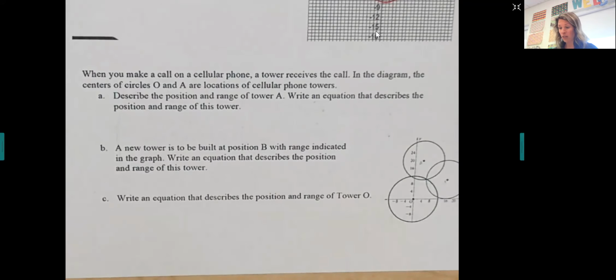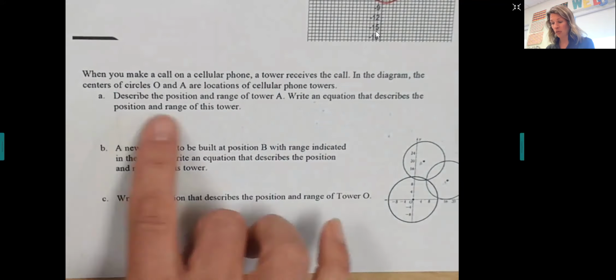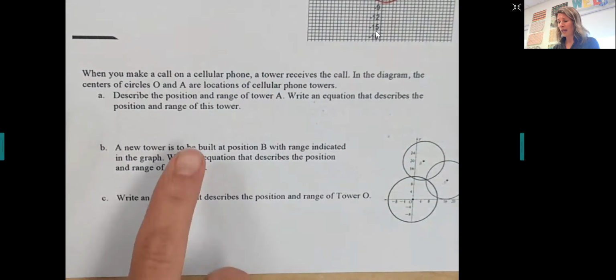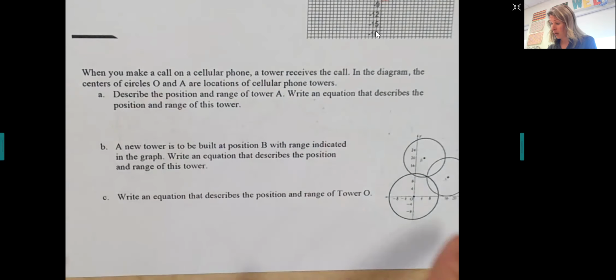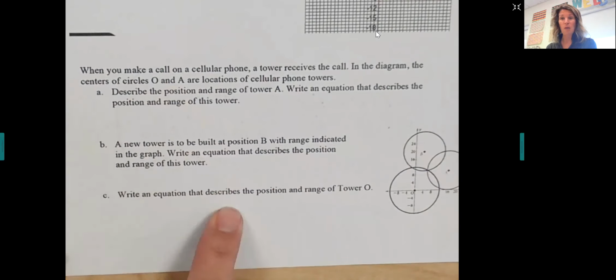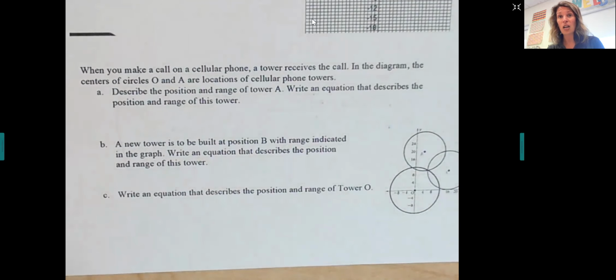For the last one, it's asking you, what is the equation for the circle? It says describe the position. So that's going to be your x minus 2 squared plus y minus 3 squared. You're going to write the equation for circles A, B, and C. That's what you're going to do. And then you're going to push pause and check in with me to make sure you have the right answers.